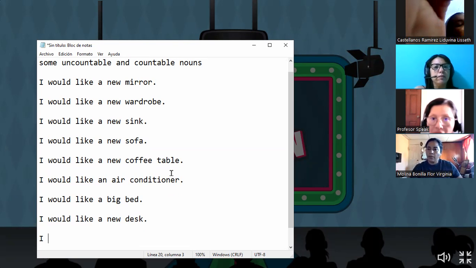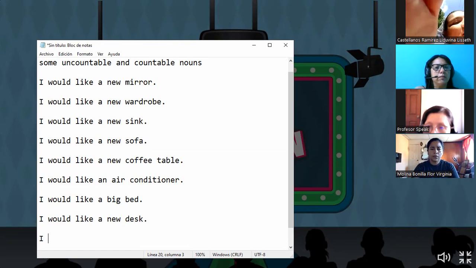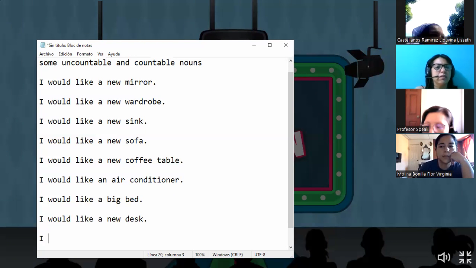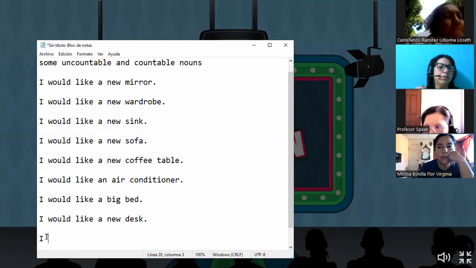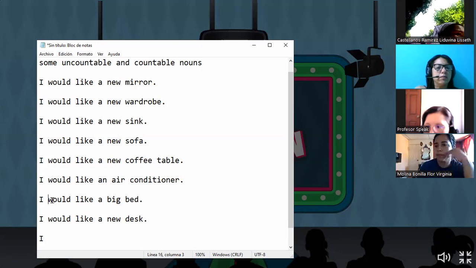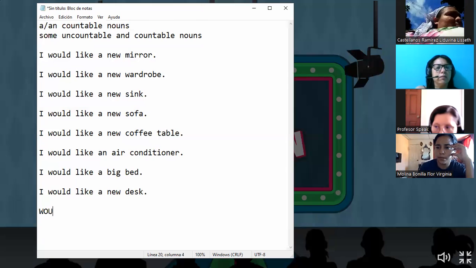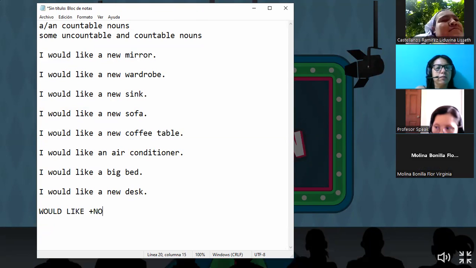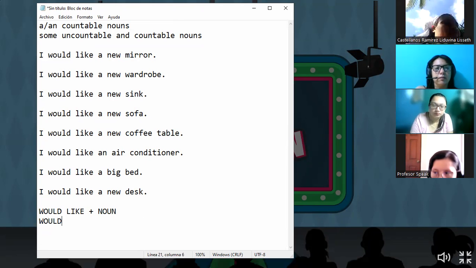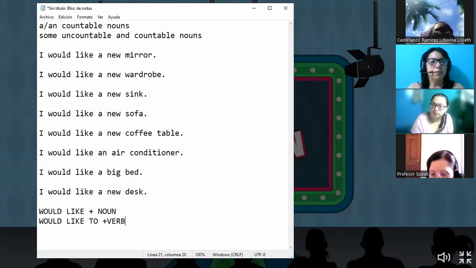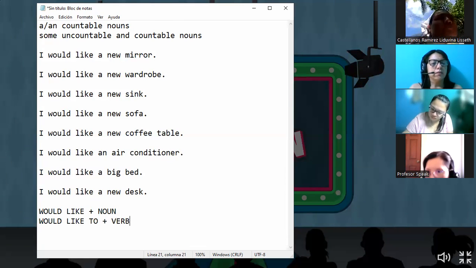Teacher, yo solo tengo una pregunta, que veo que no va el verbo to be. ¿Por qué? No, Liduvina, en este caso, a menos que usted lo necesite, lo va a agregar. Pero recuerde que como acá estamos usando would like, podemos usarlo de las dos formas que hablamos. Dijimos que would like solo tiene dos formas: lo podemos agregar con un nombre, o puede decir would like to más un verbo. Si usted necesita el verbo to be, lo puede agregar acá, pero en su forma base, no conjugado.